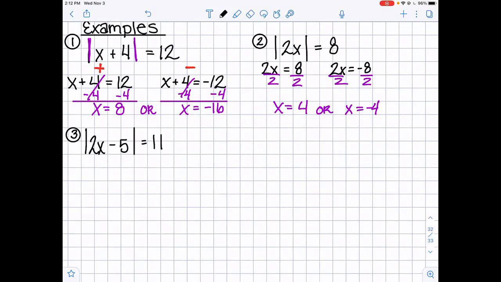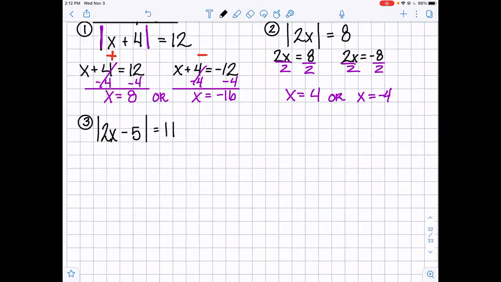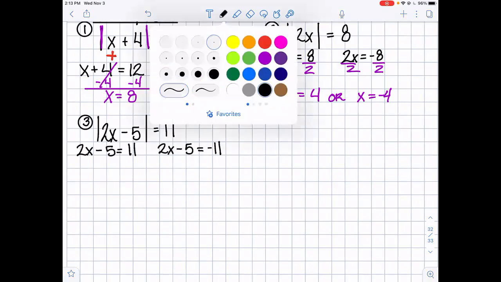Okay, let's look at number 3. 2x minus 5 equals 11. So how am I going to set this up? 2x minus 5 equals 11. And then 2x minus 5, that part stays the same, equals negative 11. Okay, so we want to solve this.